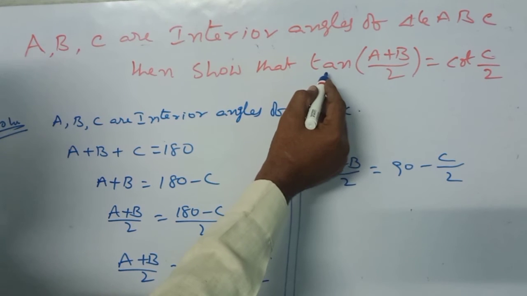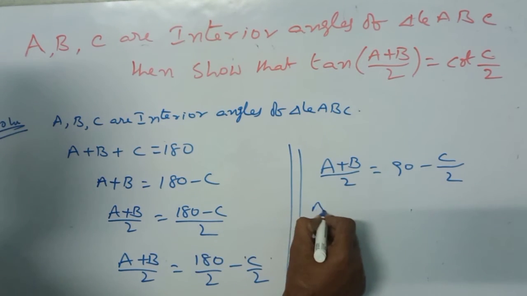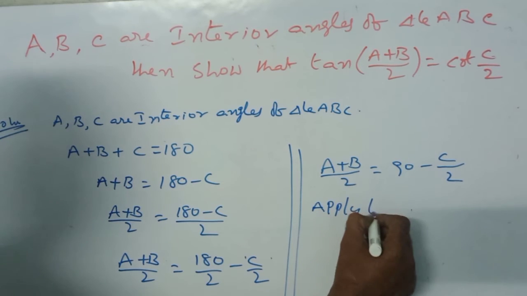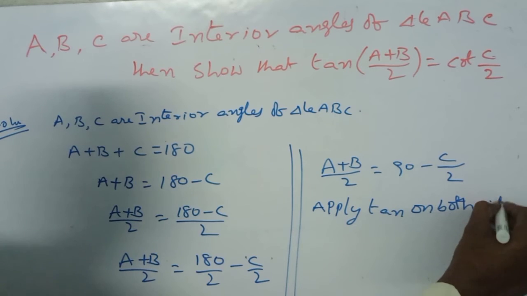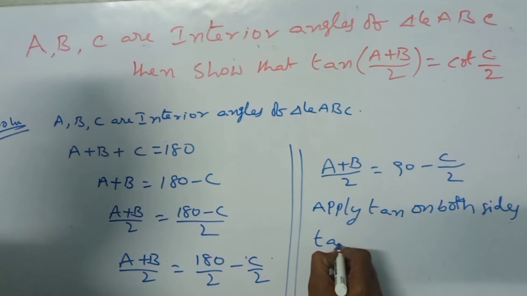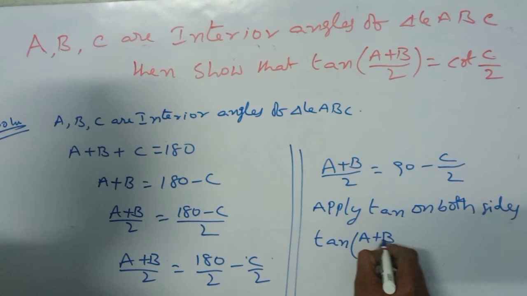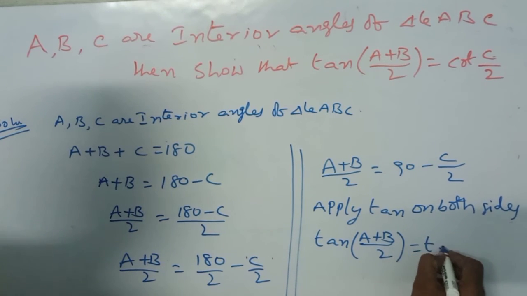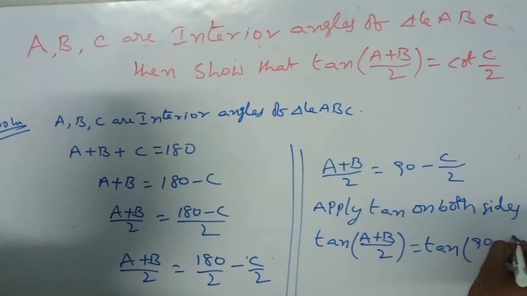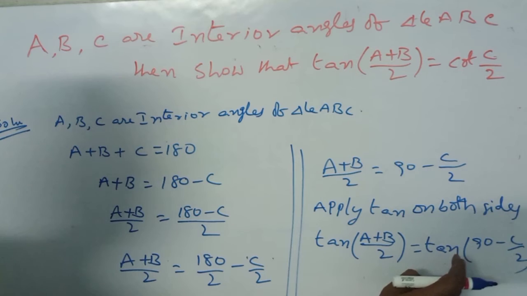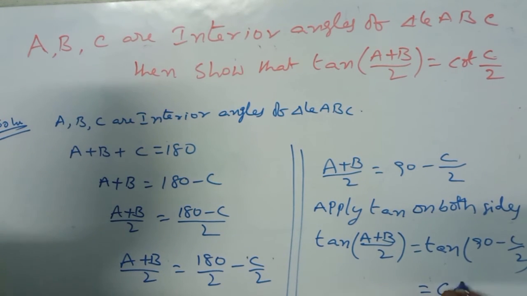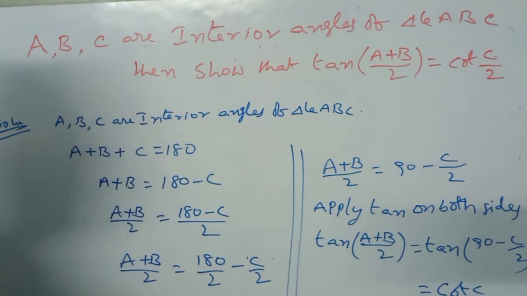So here the required value is tan, so apply tan on both sides. Tan of (A plus B) by 2 is equal to tan of (90 minus C by 2). So tan of (A plus B) by 2 is equal to tan of 90 minus theta. What is the formula? Tan of 90 minus theta is cot theta. So cot C by 2. So the required value: tan of (A plus B) by 2 is equal to cot C by 2.